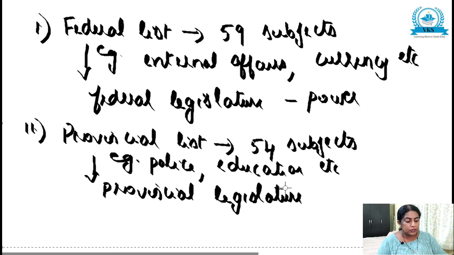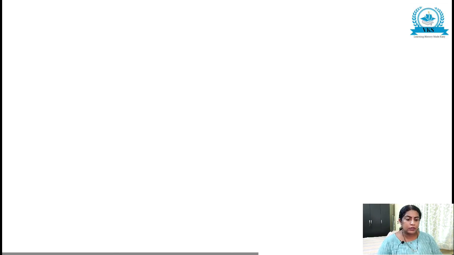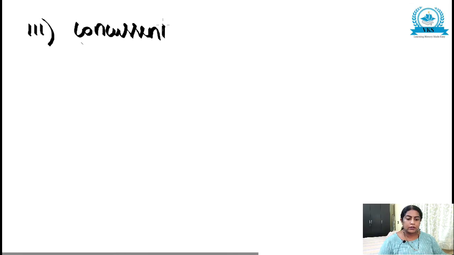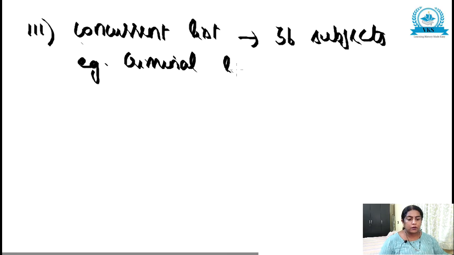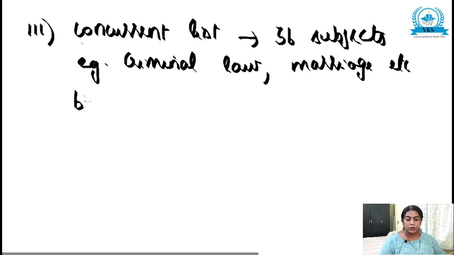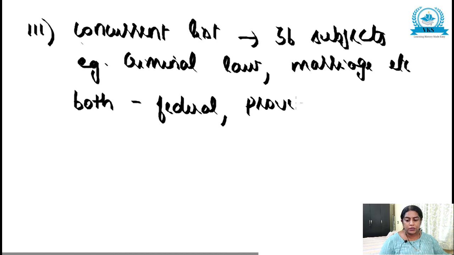Now after this, there is also a third list, called the concurrent list. In this list, 36 subjects are there. For example, subjects like criminal law, civil procedure, marriage, etc. These are in the concurrent list, in which both the federal legislature as well as the provincial legislature have the power, the competence.